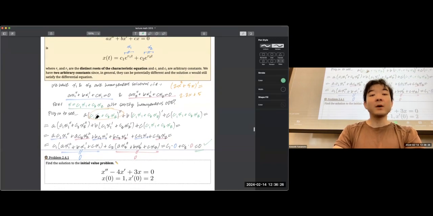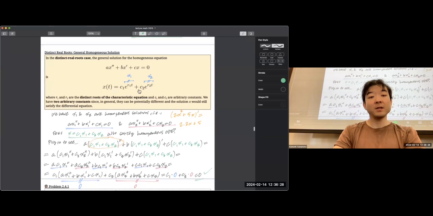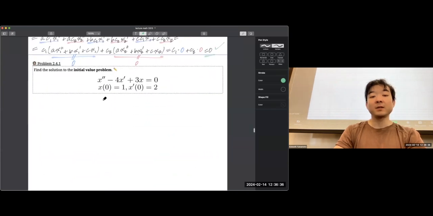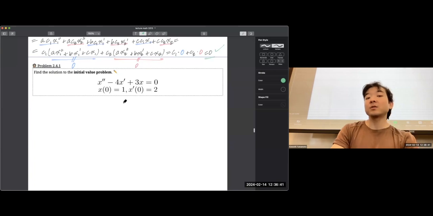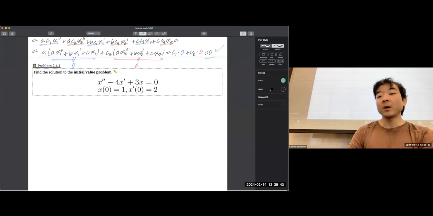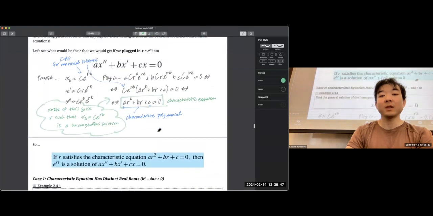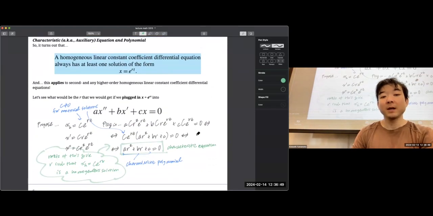So now that we are convinced that you just get 2 homogeneous solutions and you just add them together to get the general homogeneous solution, we'll use that to find the solution to all these differential equations. So let's do this initial value problem, but I'm going to also make a note here that there is a pattern that you'll see with these characteristic equations.